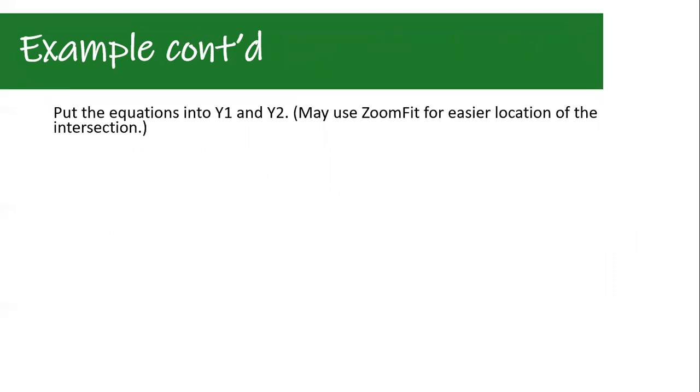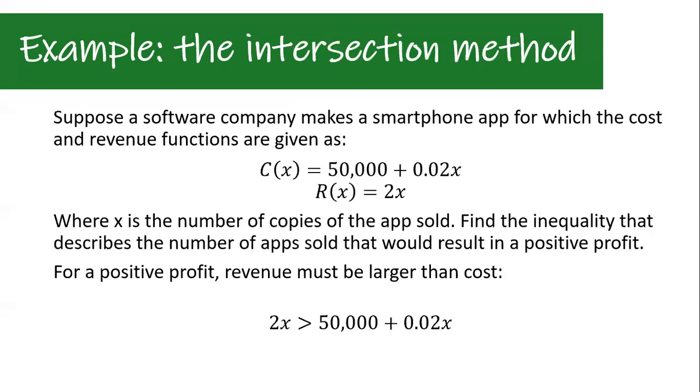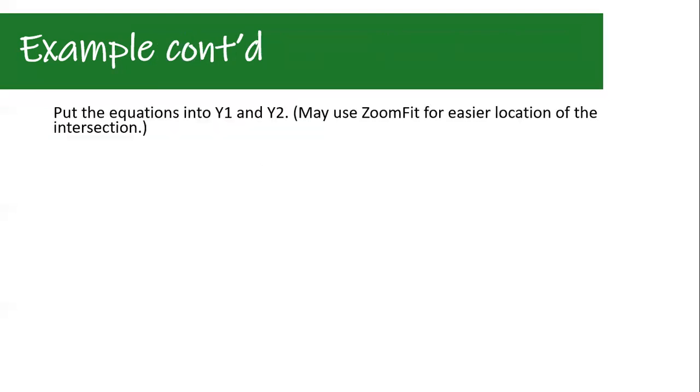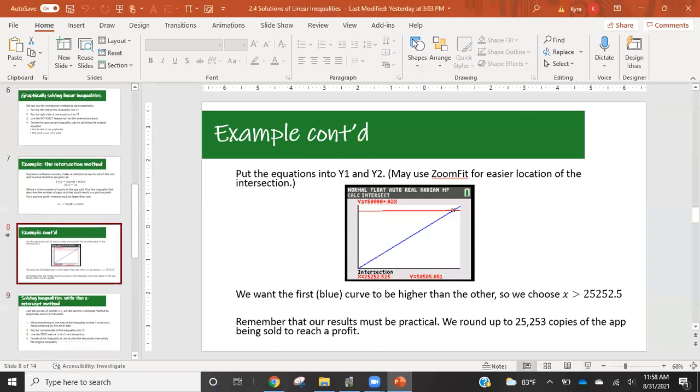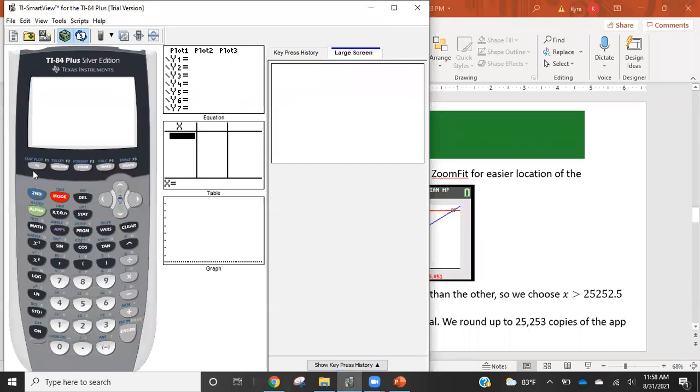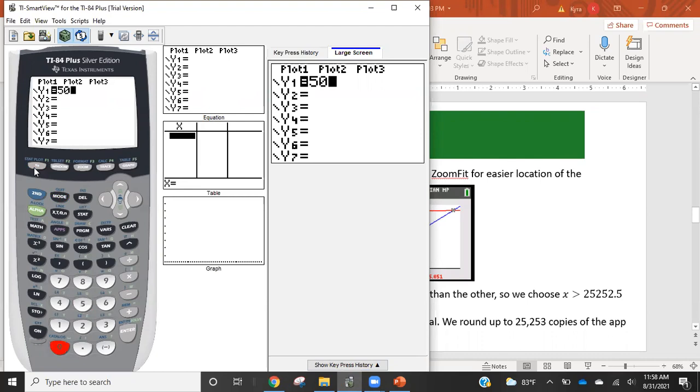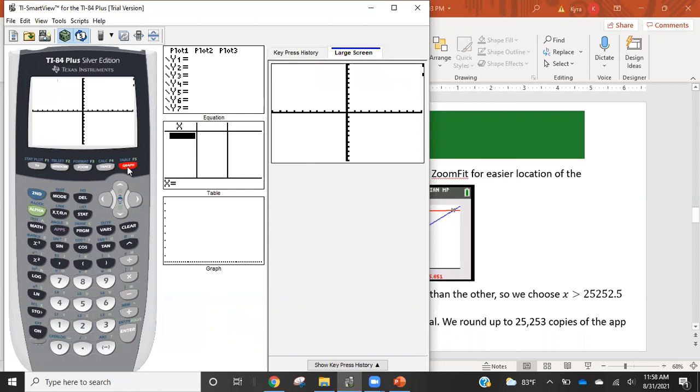So we're going to put these equations into y1 and y2. I'm going to exit this, make sure that my whole screen is sharing, and it is. And we're going to go into our calculator. So our cost, excuse me, is 50,000 plus 0.02 times x. And our revenue is 2 times x. Now we want to graph this. If we just hit graph, it's going to be in the same standard window and it's not going to be overly helpful.